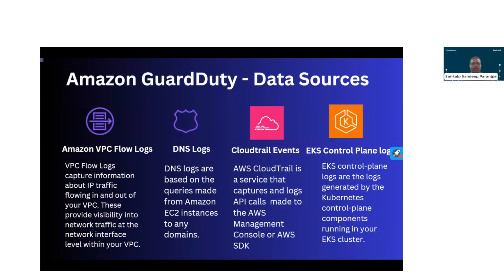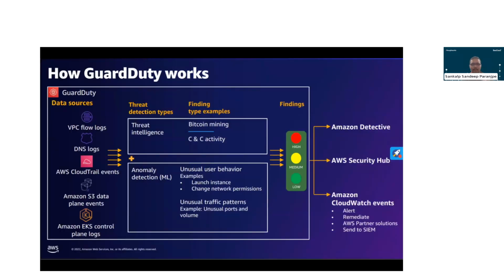Data sources for Amazon GuardDuty: first are the VPC flow logs, then DNS logs, CloudTrail logs, and EKS control plane logs. This is one of the official AWS PPT slides, which shows us the working of Amazon GuardDuty. It takes the logs, as we can see: VPC flow logs, DNS, CloudTrail logs, S3 data plane logs, and EKS control plane logs. It ingests the logs, and we can see threat intelligence and anomaly detection using machine learning. These two mechanisms help GuardDuty detect the vulnerabilities in the container.